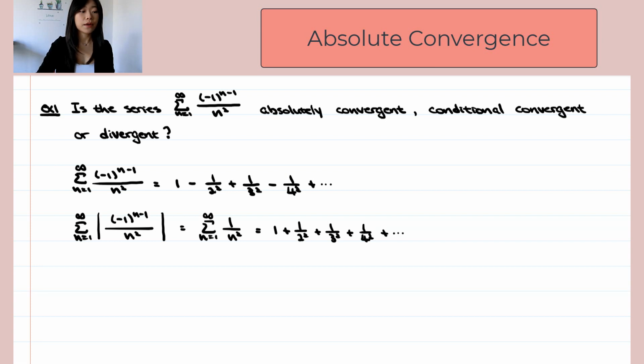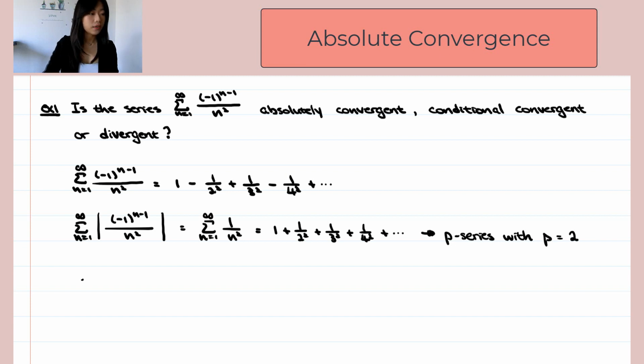And this is a series that we know. This is a p-series with p equals 2. So it is a convergent p-series. So the series of absolute of an is convergent. So the series is absolutely convergent.